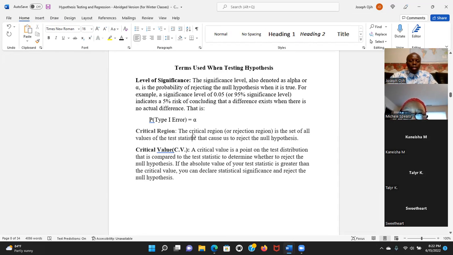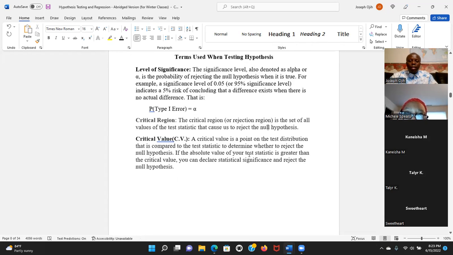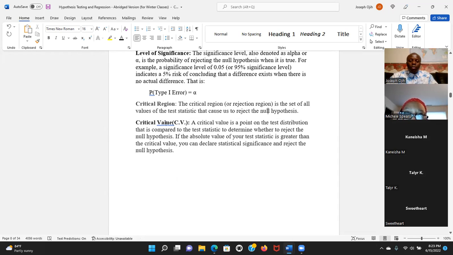Now, the critical region is basically the cutoff value. If the answer falls in the critical region, you reject. So we can call the critical region the rejection region. The critical value is the next term, which is the point on the test distribution that is compared to the test statistic. But basically, I'll call it the cutoff point, the number where you start to reject. It shows you the boundary, and from that boundary on, you can start to reject.